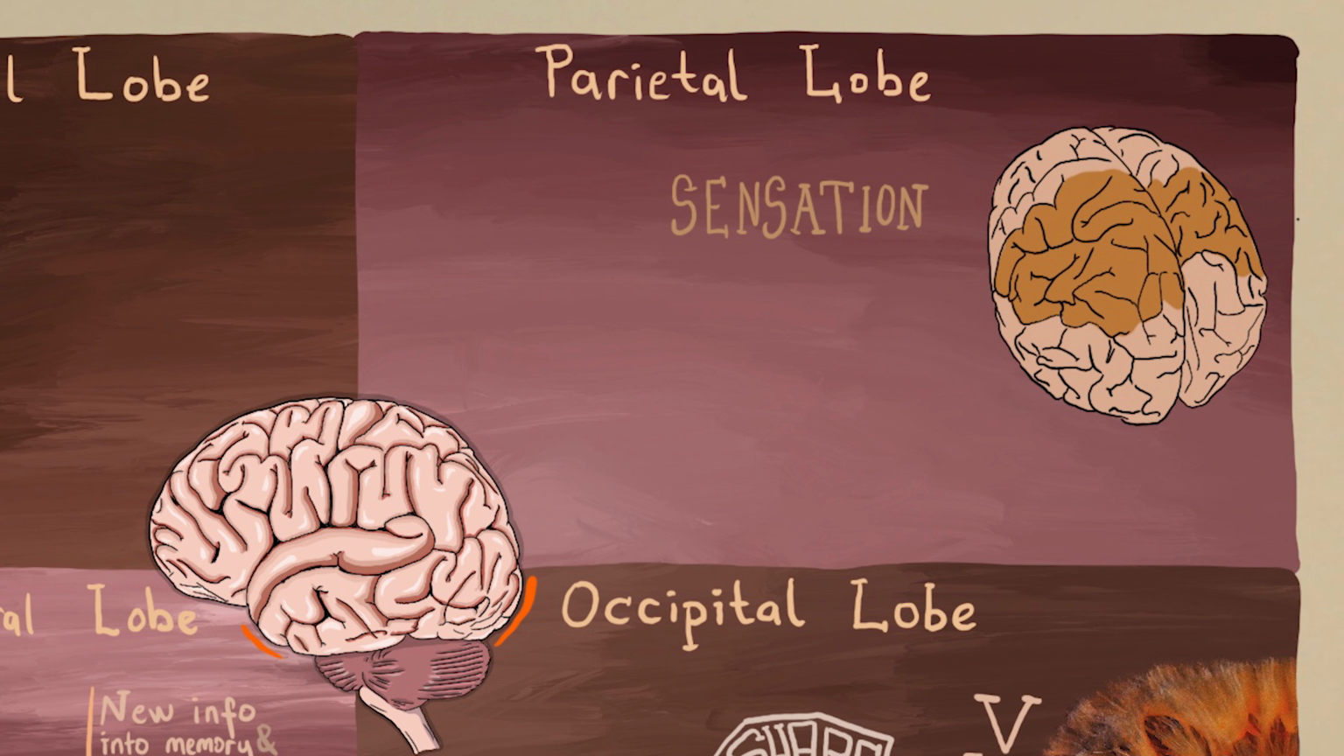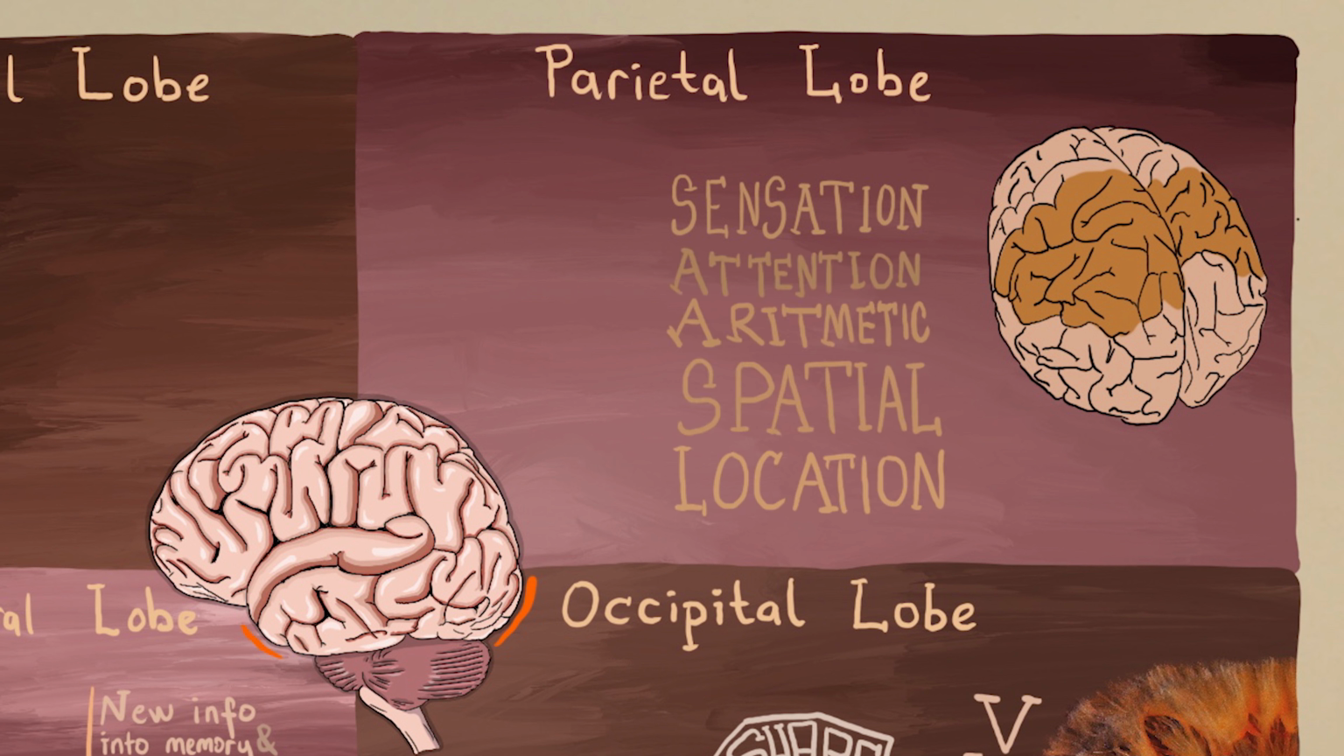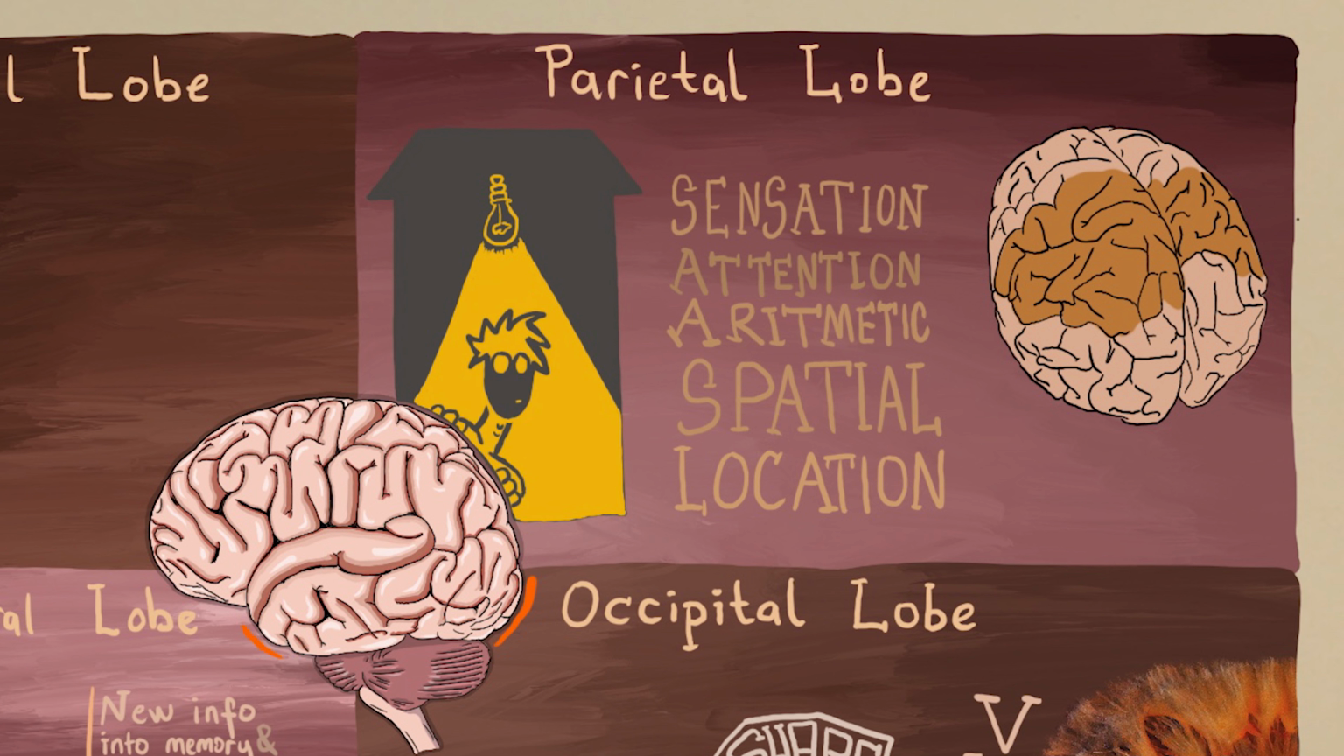Parietal lobes are at the top and rear of the brain here, and among their functions are sensation, attention, arithmetic, and registering spatial location. When you recall where you left your keys, how to get to a friend's house, or try to understand objects by touching them in the dark, your parietal lobes are at work.